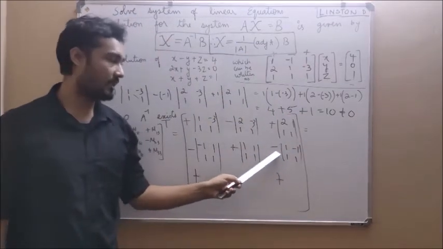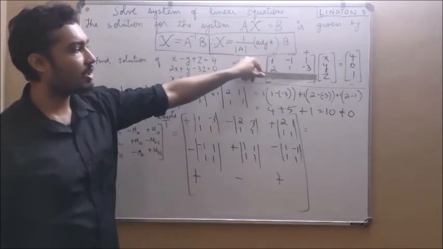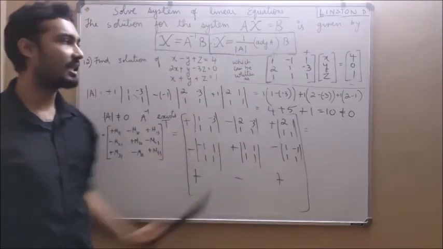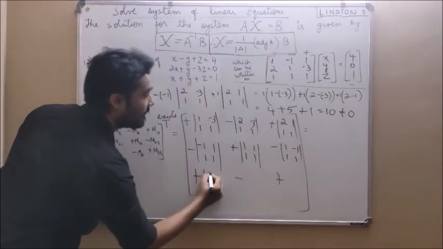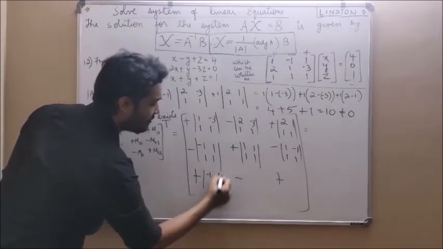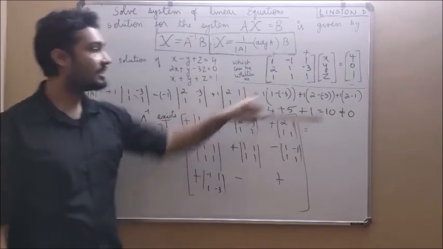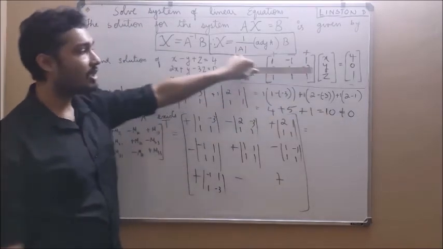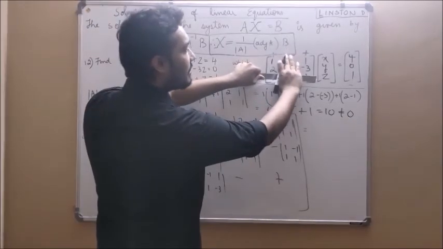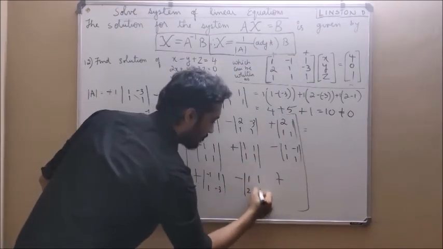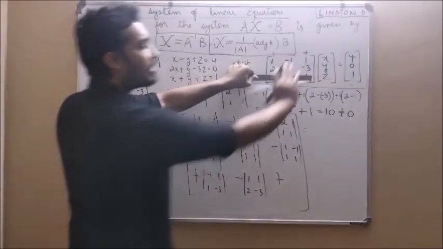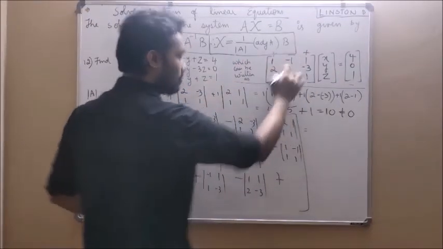Take its determinant. Next, this position: eliminate the row, eliminate the column, what remains, take its determinant. Eliminate the row, eliminate the column, what remains: minus 1, 1, 1, minus 3. Next here, this position, eliminate the row, eliminate the column, what remains, take its determinant. Next, this position 1, eliminate its row, eliminate the column, take its determinant: 1, minus 1, 2, 1.